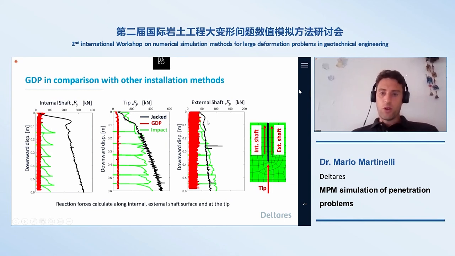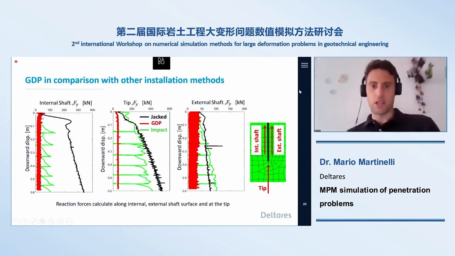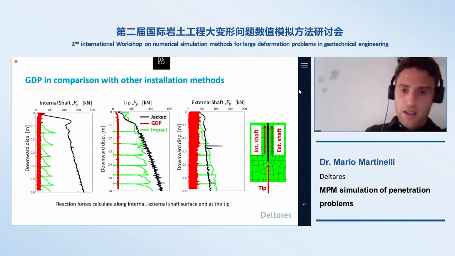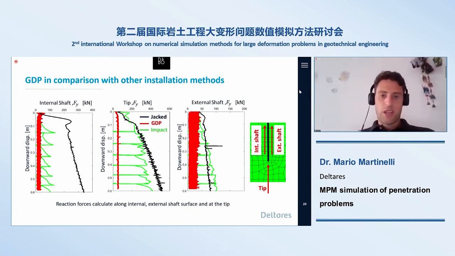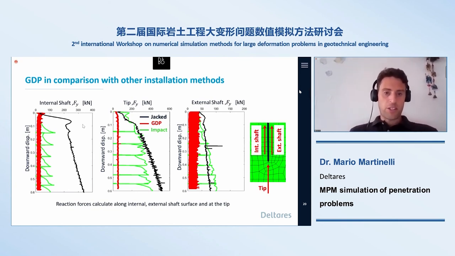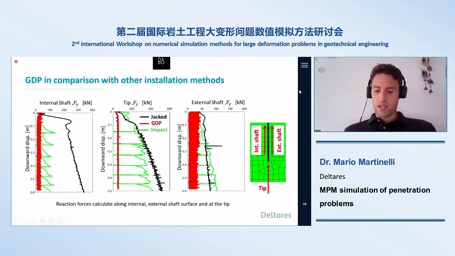But overall, what you see is that the reaction forces calculated for the GDP are much lower compared to the other cases. That gives a promising option for the installation in the near future. This was also observed in the field, and that was a really good confirmation also with the MPM tool. But this is really a preliminary result.